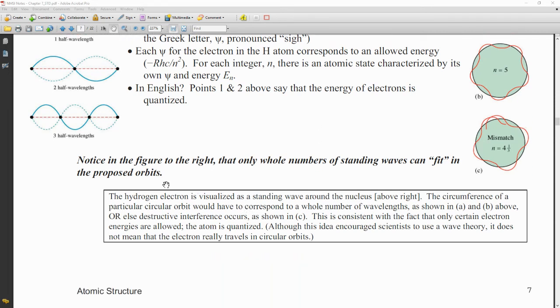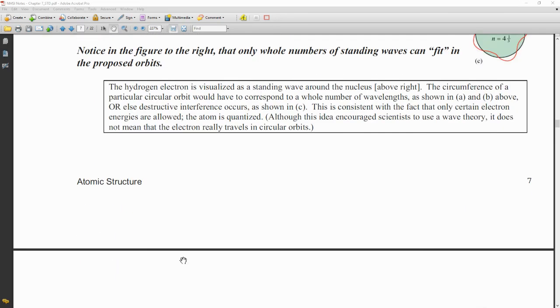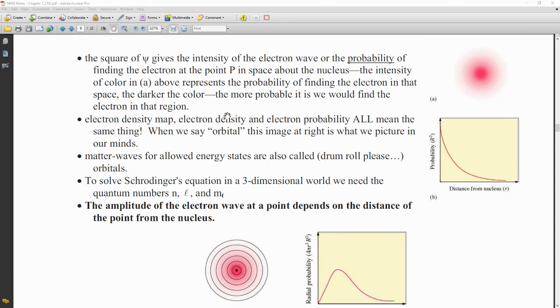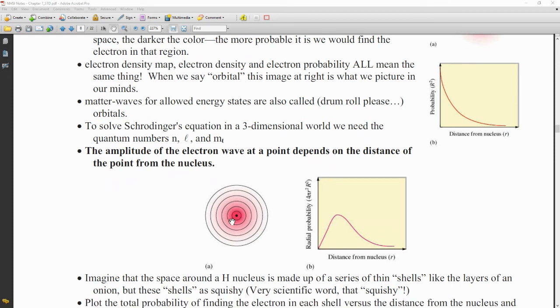And so, again, notice in the figure to the right that only whole numbers of standing waves can fit in these proposed orbits. That's really how we get to the idea of these very specific energy levels. There's some great calculus to help explain this, which we're not going to worry about, but electron density models help us explain this. We can see we have a real high density here in our picture, and it gets less and less as we go out.